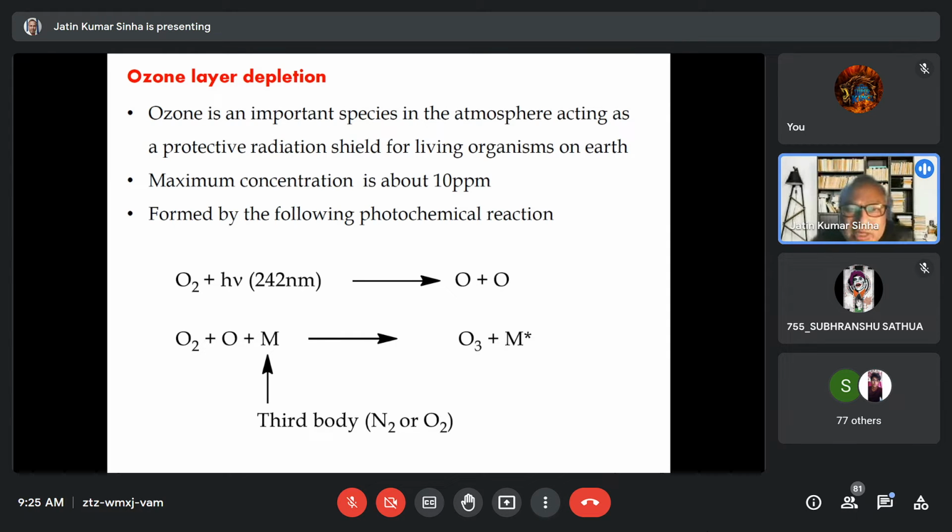So, what is the basic reaction? How is ozone formed in our atmosphere? It is a photochemical reaction, where O2 in the presence of light is converted to nascent oxygen, which then reacts again with an oxygen molecule in the presence of a precursor. This precursor is nitrogen and can be oxygen, to give you this ozone. This is how ozone is formed in our atmosphere.